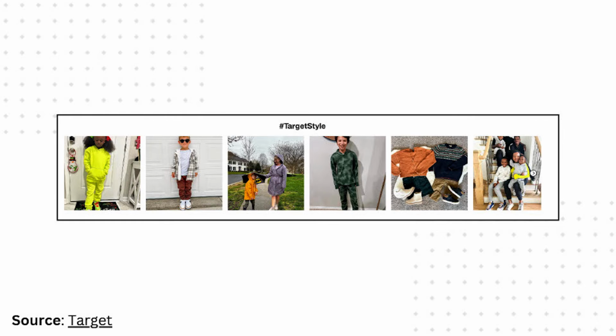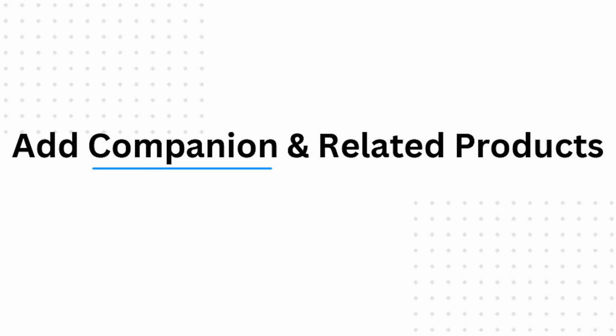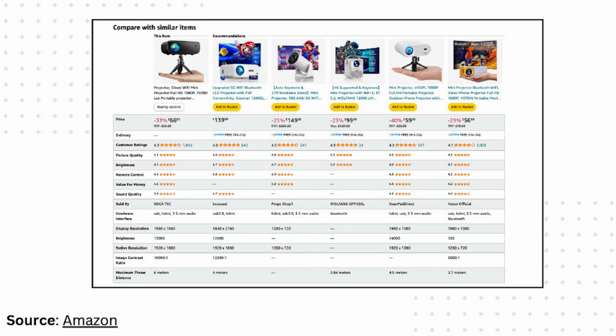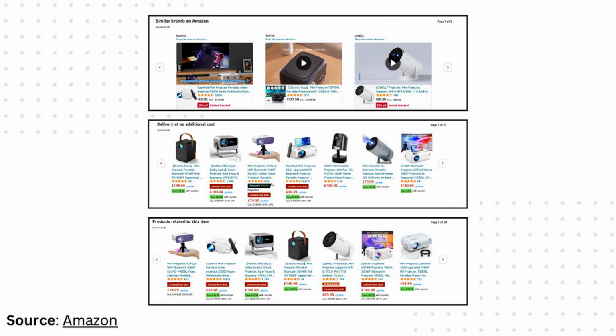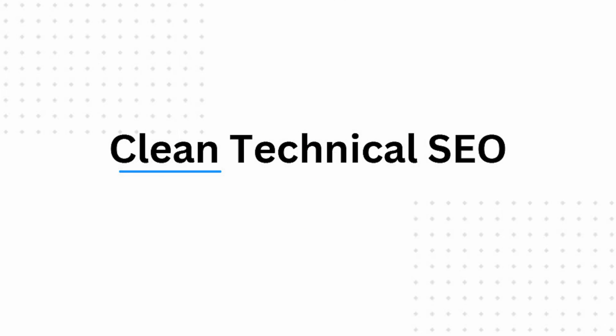And again, same with Target. I've mentioned them a few times, but they do a really great job, so they're definitely one to look at. Add companion and related products. Amazon, always a really good option to look at when it comes to structuring how to add companion and related products. It helps people on their conversion journey. It helps you to cross-sell and upsell, and there's so many different ways that you can implement that as well.